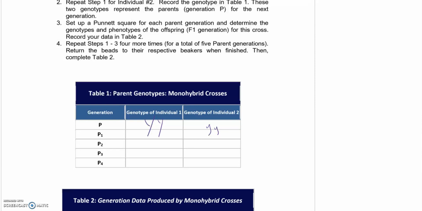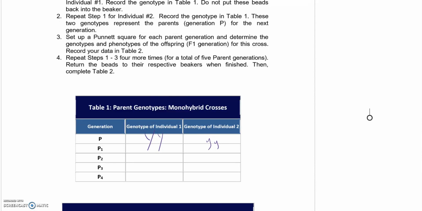It just depends on the way that you draw out your sequences. And the next time you draw the beads out, you might get 1 of each. Okay, you're just setting up all different possible crosses, and then you can actually set up a Punnett square for those crosses to determine what their offspring would look like.